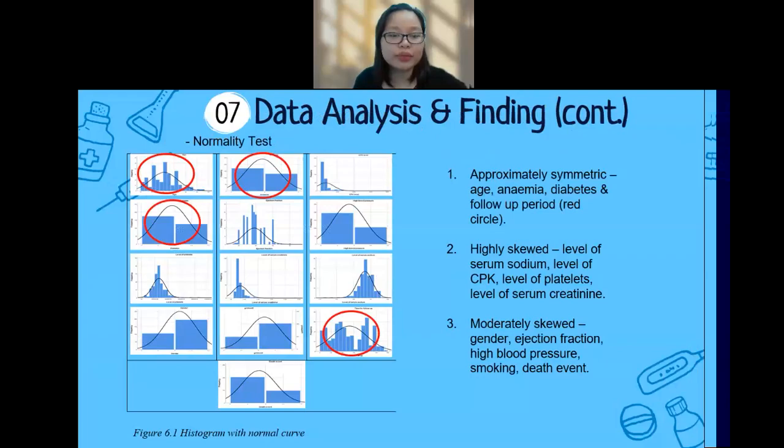Next is the normality test. We can see that the approximately symmetric data are the age, anemia, diabetes, and follow-up period, which is the red circle. The highly skewed data are the level of serum sodium, level of CPK, level of platelets, level of serum creatinine, and for the moderately skewed, the data involve gender, ejection fractions, high blood pressure, smoking, and death event.